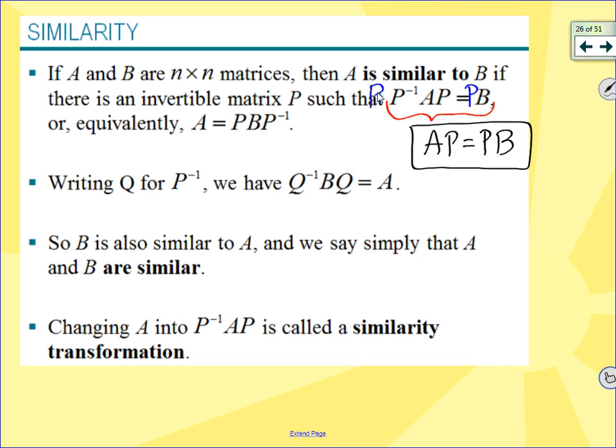We're going to talk about how to find P and how it relates to the eigenvalues and the eigenvectors, because those are very close relationships. And when you transform A into B, and we know B is P inverse AP, it is called a similarity transformation.